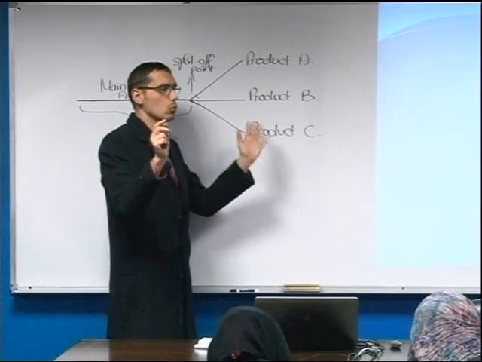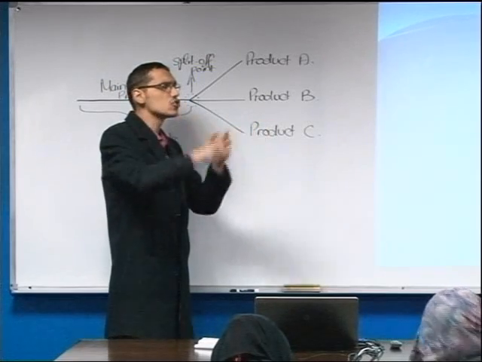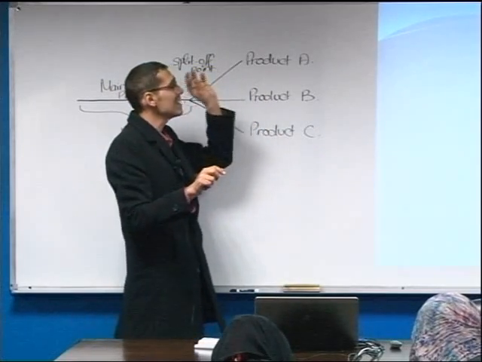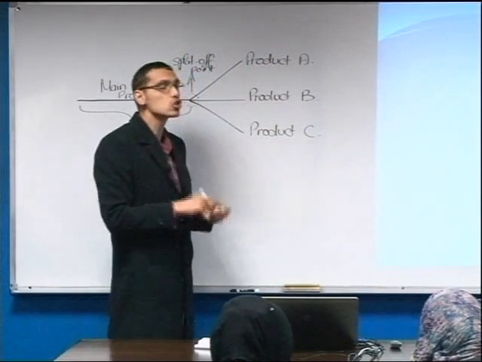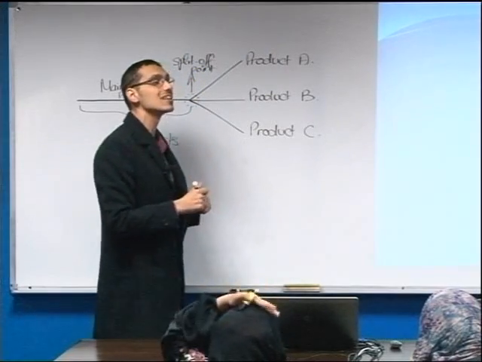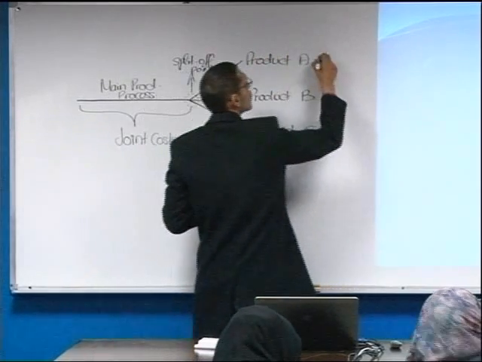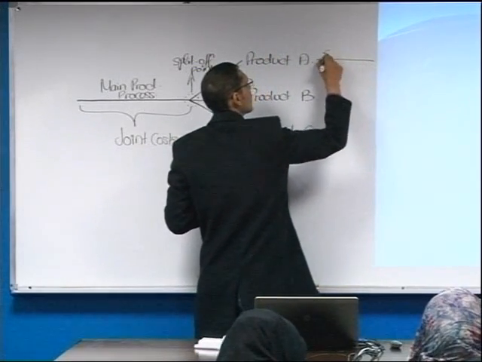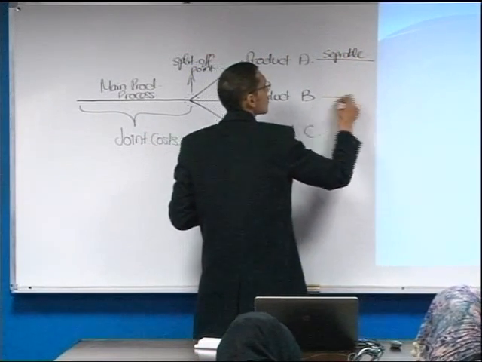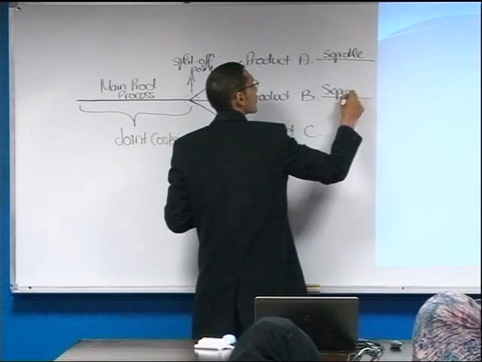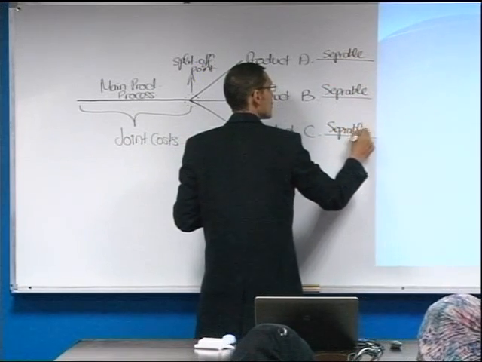Any costs, whether production, marketing, selling, or administrative, whatever the cost that is incurred for this specific product or these specific products, are called not joint costs, but separable costs. Therefore, these costs after the split-off point are called separable costs.